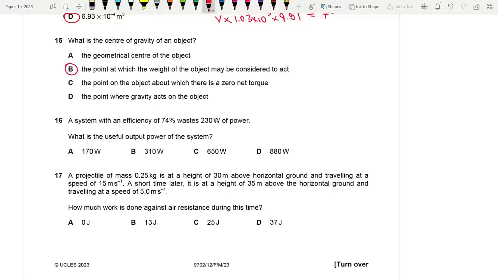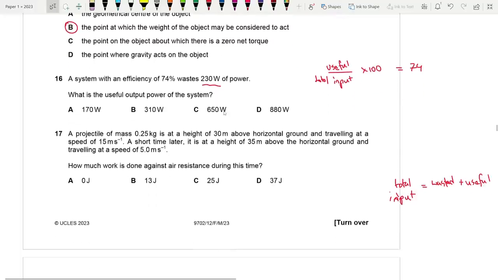A system with an efficiency of 74% wastes this much power. Okay, so we know that efficiency is equal to useful power output divided by total input times 100. We know that the efficiency is 74%. So the wastage is 230. So how can you find out total power wasted? Total input is equal to wasted power plus useful power. So we know that total is equal to 230 plus useful. So we need the useful output power.